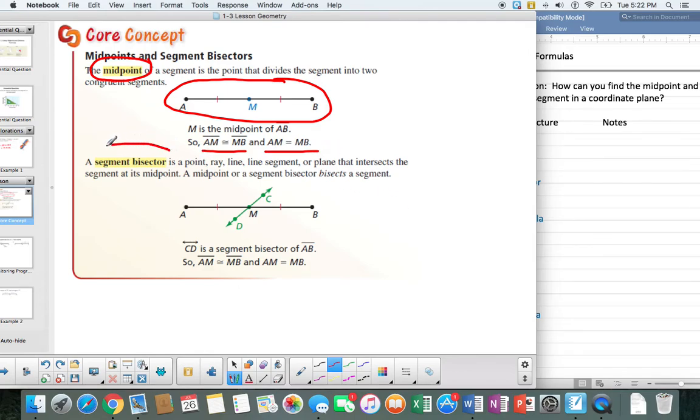Our next vocabulary word is segment bisector, and a segment bisector can be a point, ray, line, line segment, or plane. Copy this picture. You can see the green line is the segment bisector. So it's actually this, a line. So that's the example that we're seeing. And again, a segment bisector will create this idea of congruency and equal distances.